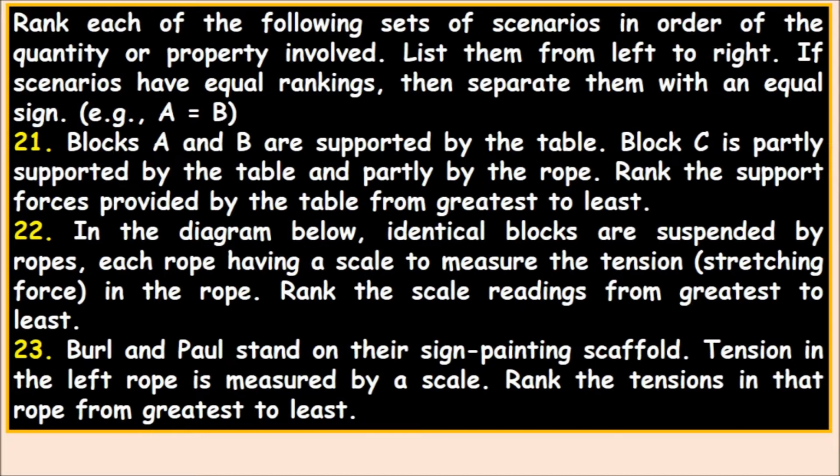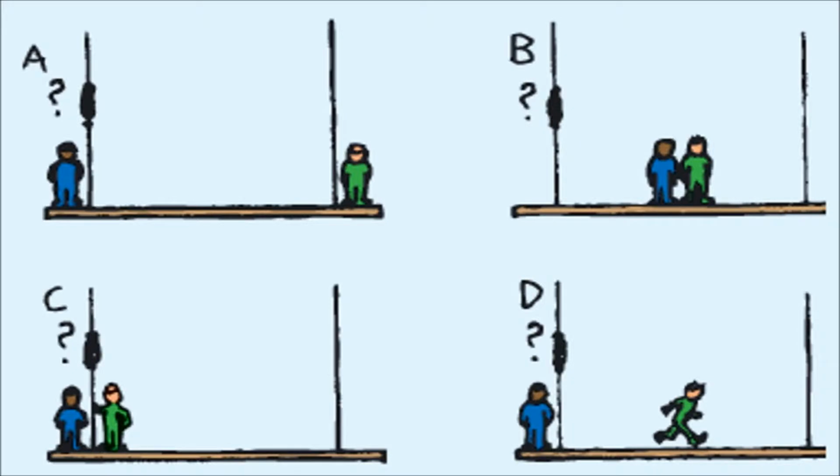Burl and Paul stand on their sign painting scaffolds. Tension in the left rope is measured by a scale. Rank the tensions in that rope from greatest to least. The greatest tension to the least tension on the scaffold. Okay, let's see what it says. Right. Burl and Paul. Okay, so looks like A is going to be the blue guy, whatever the blue guy is, blue and green guy.